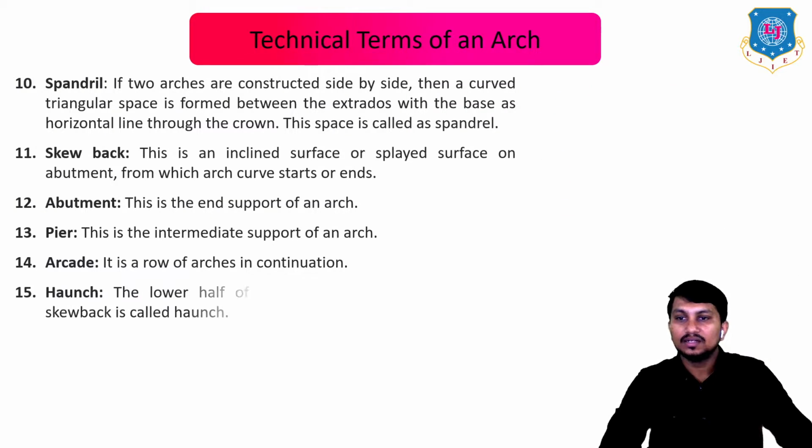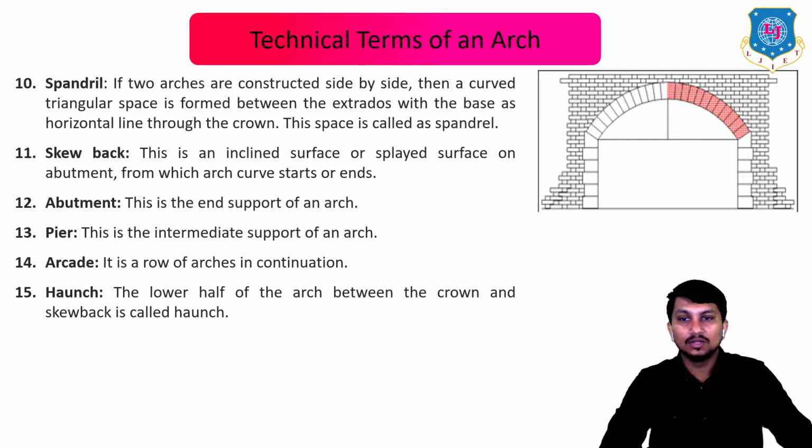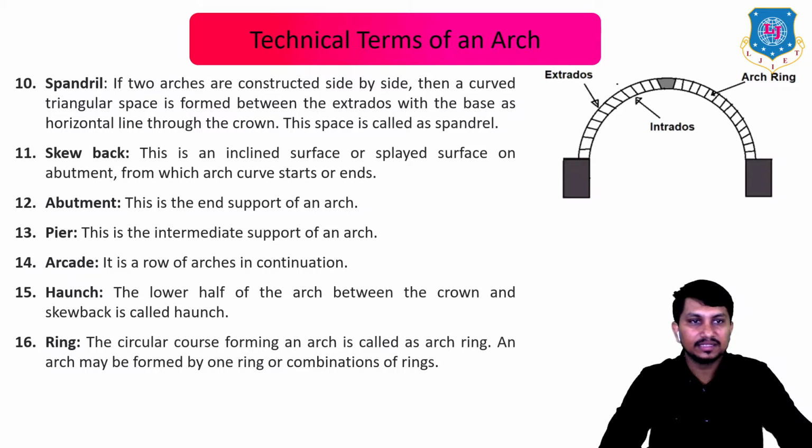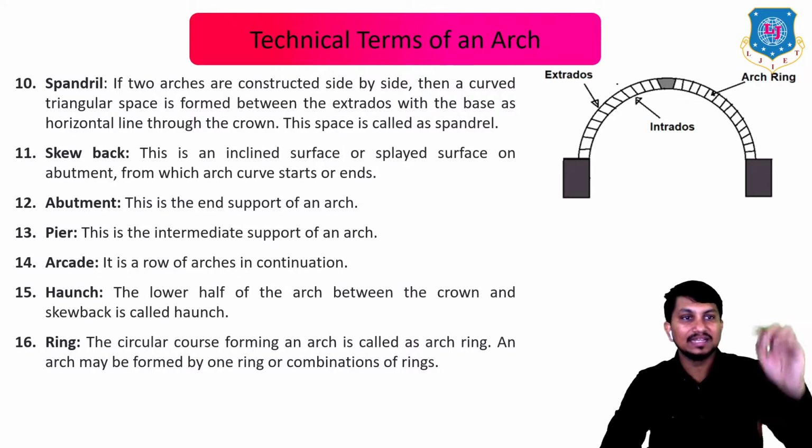Next is haunch. The lower half of the arch between the crown and skewback is called the haunch. This lower half portion of the arch is called the haunch. Next is ring. The circular course forming an arch is called an arch ring, and an arch may be formed by one ring, or you can say a combination of a number of rings. You can clearly see the arch ring in this figure.